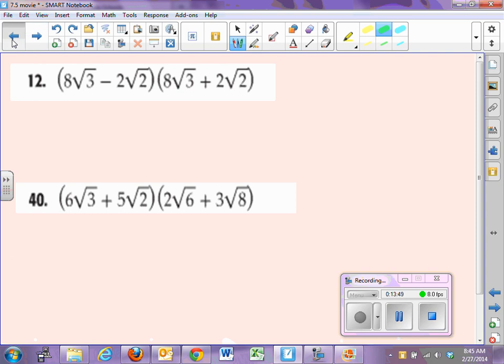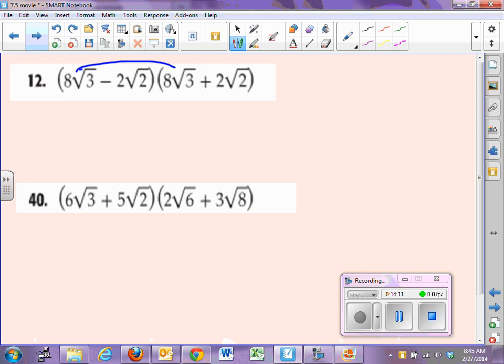Yippee! We get to FOIL now. This is super duper fun. I wanted to make sure I didn't miss the screen. I'm simply going to FOIL number 12. Let me give you a second to go ahead and write it. Okay, I'm going to multiply 8 radical 3 times 8 radical 3.